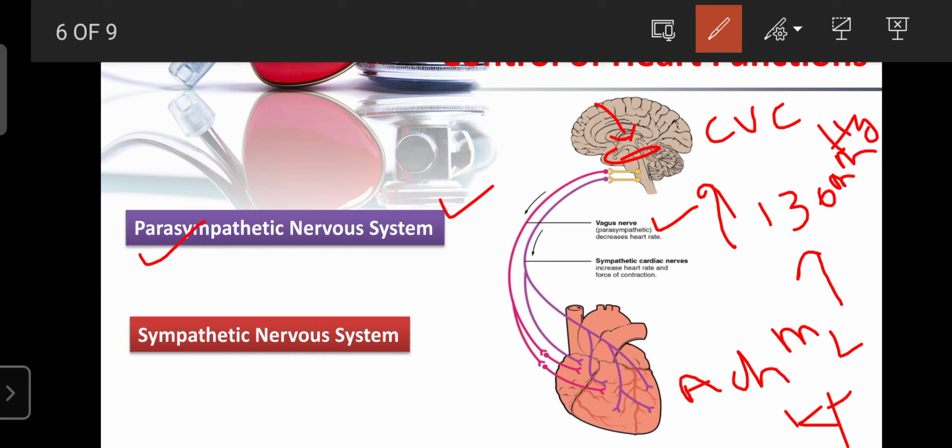So due to that, the baroreceptor does not give a signal. That is integrated by the cerebral cortex, which sends a message to the medulla oblongata or cardiovascular center.